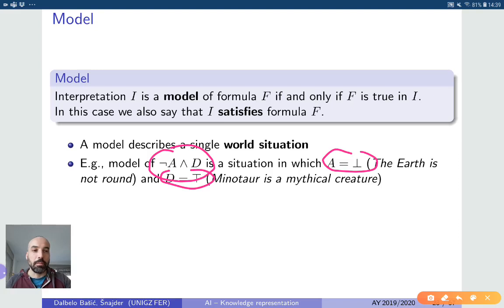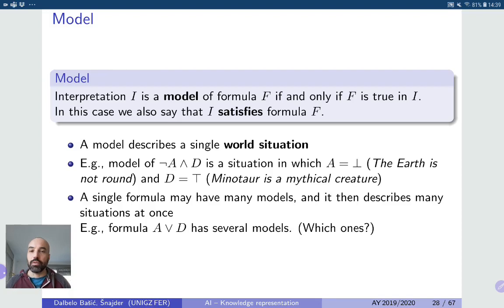Cool. Now, in this example, there was just a single model for the formula, but a single formula may have a number of models. And in this case, you can think of the formula describing a set of possible world situations. Like, we are not certain how the world actually is, but there is a set of hypotheses about how the world might look.